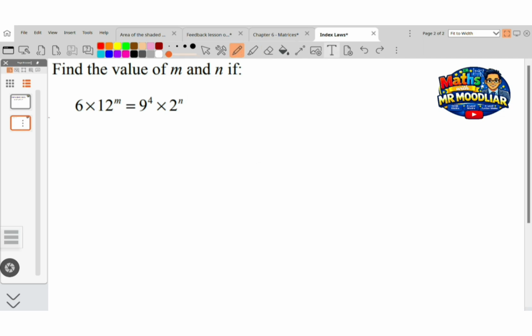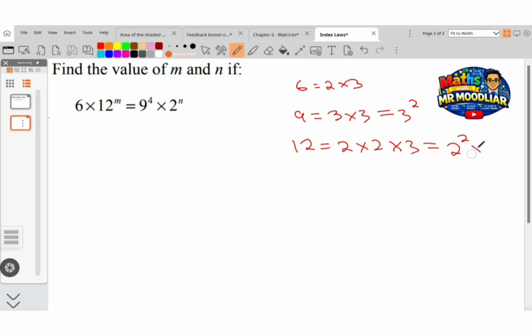Well, I'm going to write the 6, the 12, and the 9 as a product of its prime factors. So we have 6 is the same thing as 2 times 3. 9 is the same thing as 3 times 3, which is going to give you 3 squared. And the 12 is the same thing as 2 times 2 times 3, which is 2 squared times 3. All right, now let me highlight these numbers. This is very, very important.